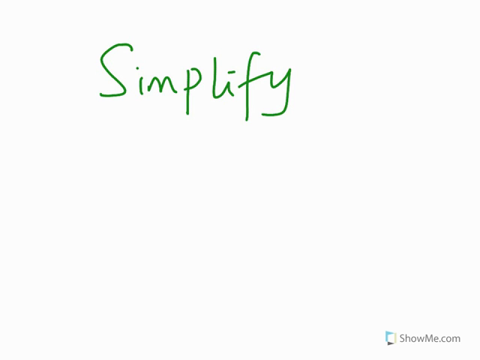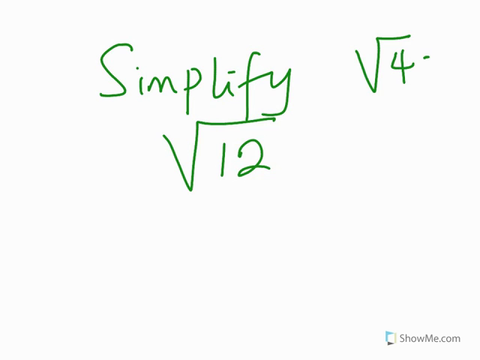If you were told to simplify the square root of 12, you look at 12. 12 is not a perfect square. If it was a perfect square, like the square root of 4, you can easily say the principal square root is 2, or the positive square root is 2. But if you are given something like the square root of 12, then that is where you need to simplify this radical.